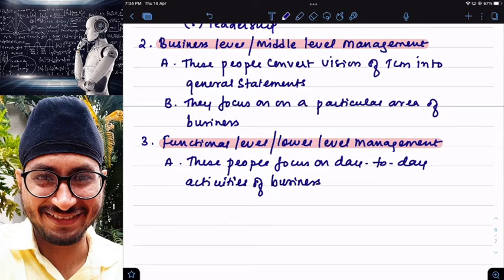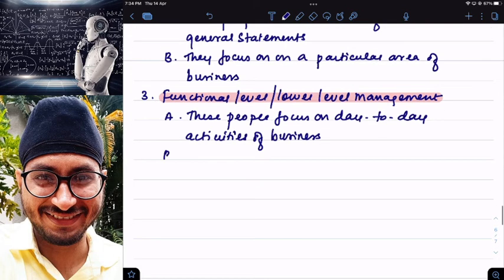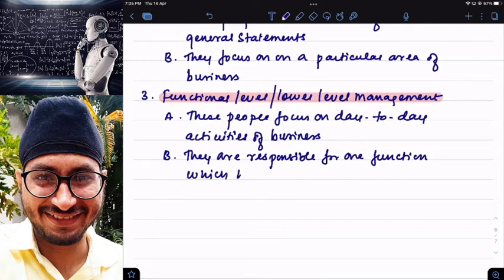These people focus on what? The day-to-day activities of business. For example, they will take care of day-to-day sales, day-to-day purchases, day-to-day accounting, all the day-to-day activities. Which level of management will take care? Lower level management will take care. And here they are responsible for one function which has been allotted to them.